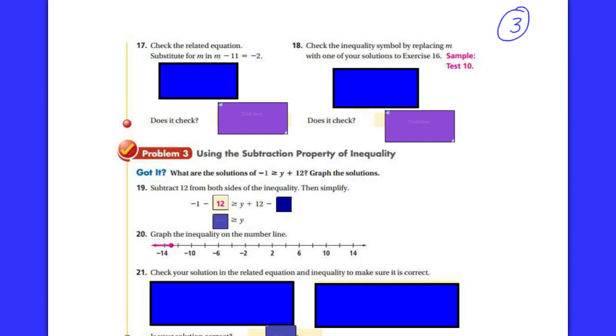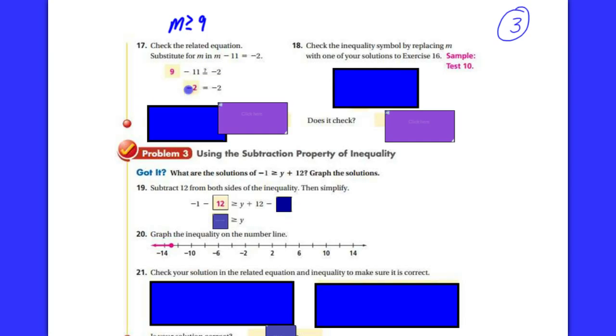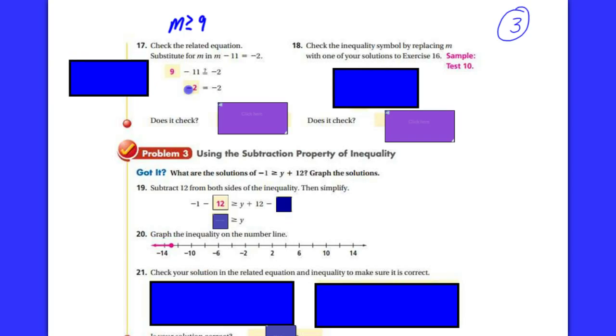Number 17, it says, check the related equation. And what we just found on the previous page was that m is greater than or equal to 9. So it says check it, which you should do. Some of you did that on the test last week and it paid off. Substitute for m in here. So it was m minus 11. Okay, so basically substitute 9 in there for that m. 9 minus 11, and ask yourself, is that equal to negative 2? And it is. Okay, negative 2 is equal to negative 2.